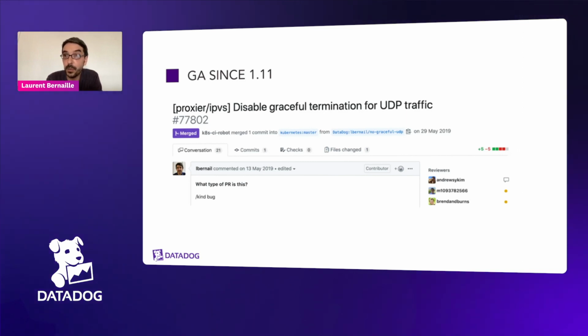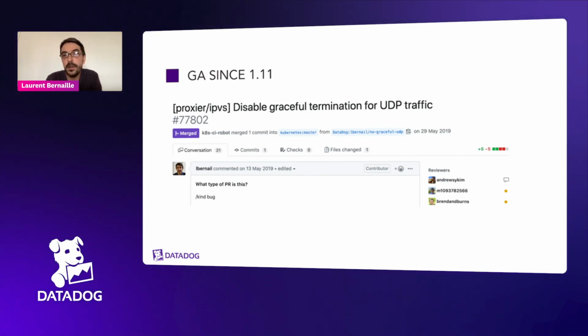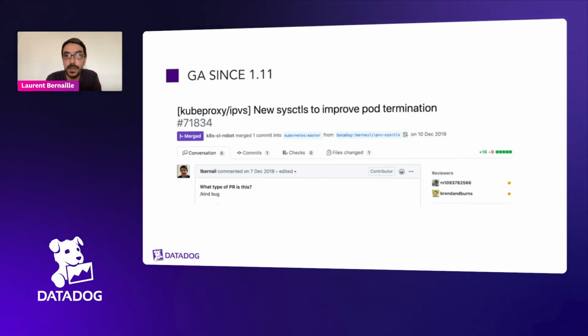And iptables was supporting this natively from the start. So there was an implementation doing graceful termination, but it was very new. It started in the middle of the 1.11 release cycle, I think it was 1.11.5 or something. And we had quite a few issues with it because it was very new.